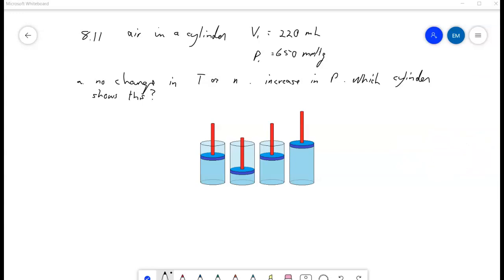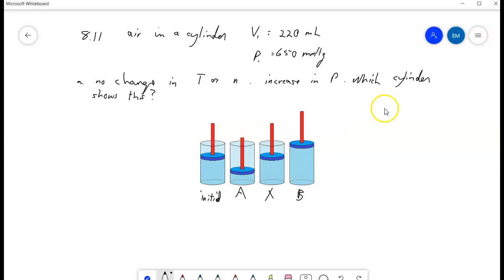I got my whiteboard. I never get the thing oriented right. Okay, this is the initial condition here. We'll scratch this one because it's the same as the other one. So we can call this one A and this one B. They're asking which cylinder is going to be the one that shows this. There's no change in temperature or N, so nothing's happening there, but there's an increase in pressure.